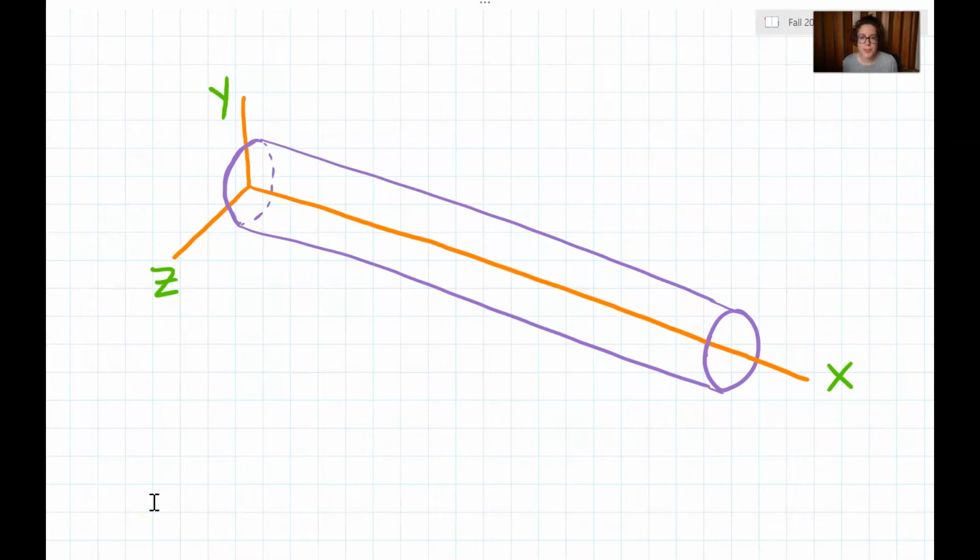I wanted to make this short video to talk about the difference between bending moment and torsional moment. So here we have our X, Y, and Z axes, and this is our beam. Along the long axis of our beam is the X axis, and the Y and Z are the cross-sectional axes of our beam.